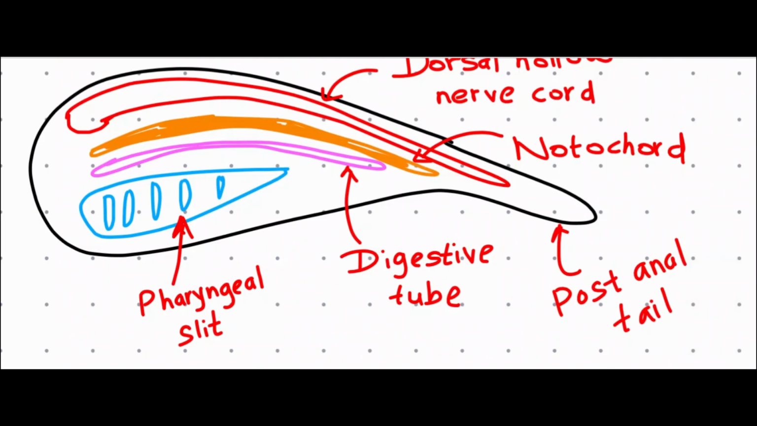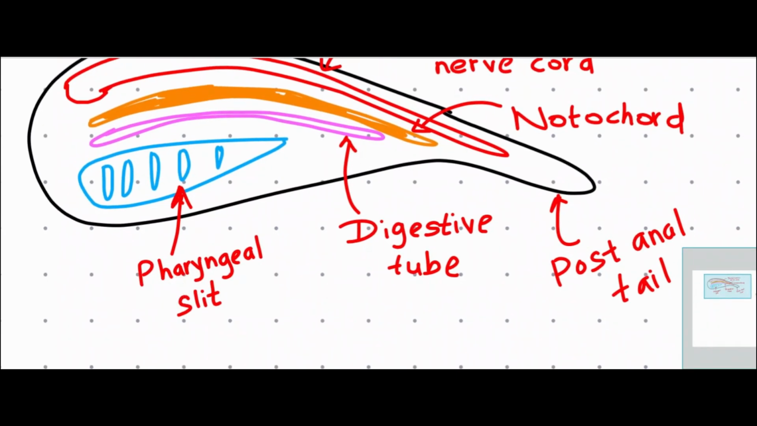Then moving on to the next one, the digestive tube. They haven't mentioned any particular information about the digestive tube, so you don't have to remember anything about it, but you just have to know the relative locations, because they mentioned that the notochord is located between the nerve cord and the digestive tube. So you need to know where the digestive tube is located.